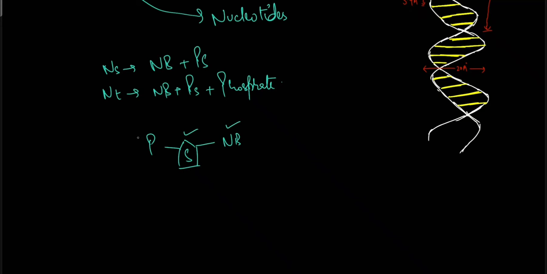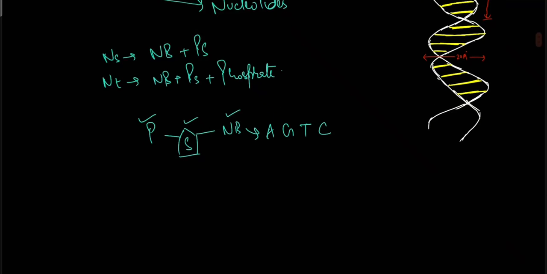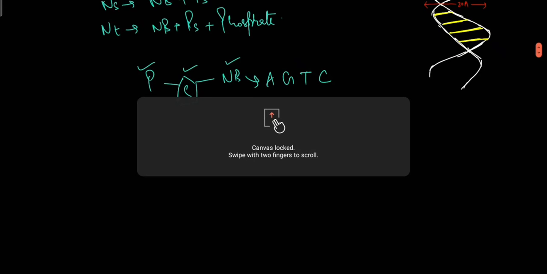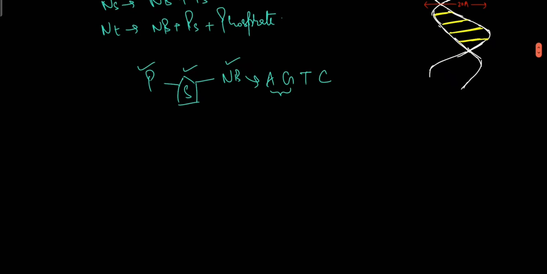Nitrogen base, sugar, phosphate. This nitrogen base can be anything. It can be adenine, guanine, thymine, or cytosine. It can be any of these four. And the second thing you have to know is that adenine and guanine are both known as purines, and thymine and cytosine are both known as pyrimidines.